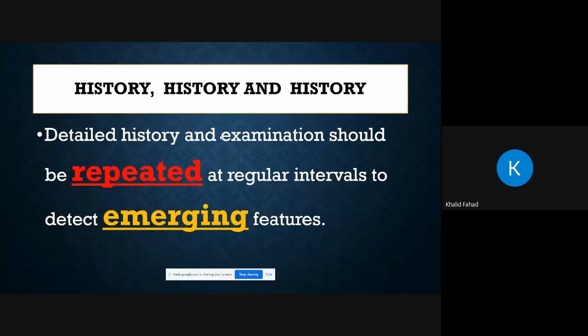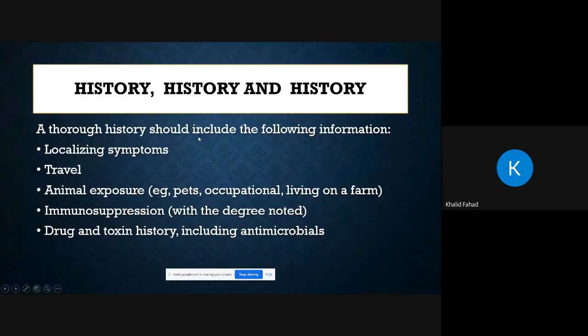So a thorough history should include the following information: localizing symptoms, in each region, any headache, any sinus pain, any abdominal pain, any chest pain, even subtle signs. I'll tell you, for example, a little back pain, a little flank pain, a little headache. This may give a clue toward the diagnosis of a certain infection, for example, meningitis or encephalitis or renal abscess.